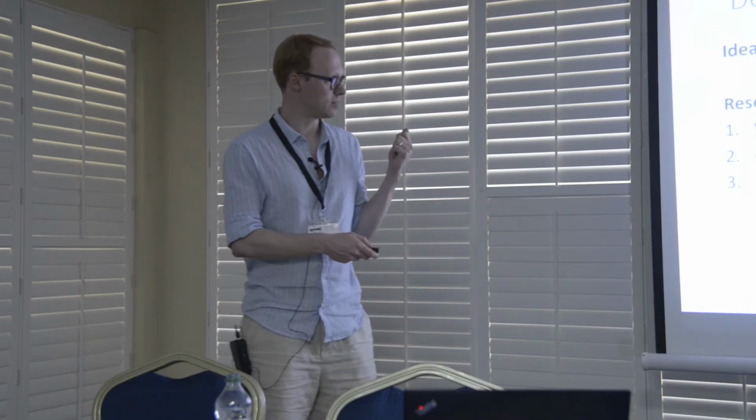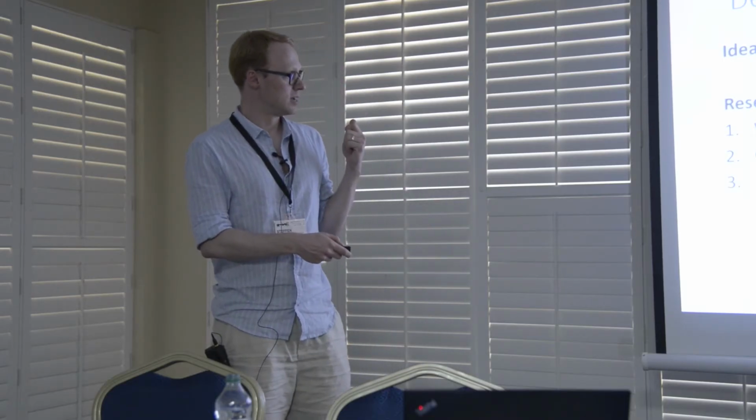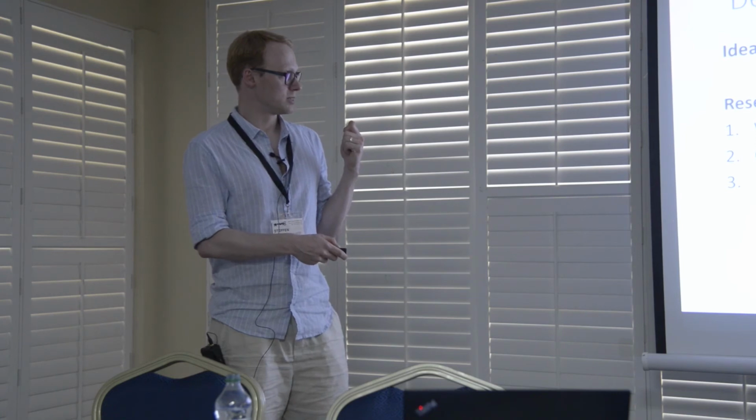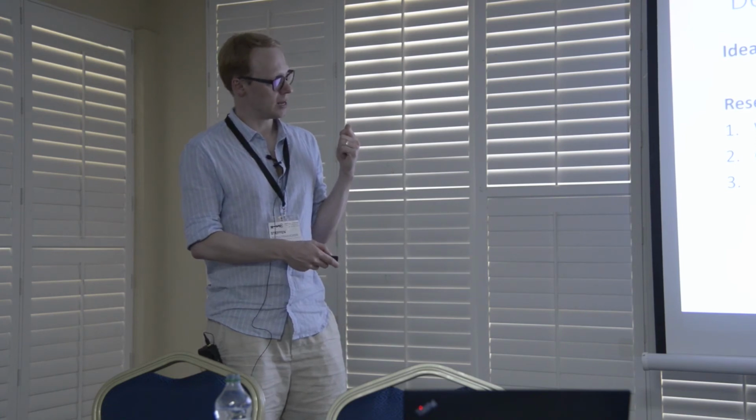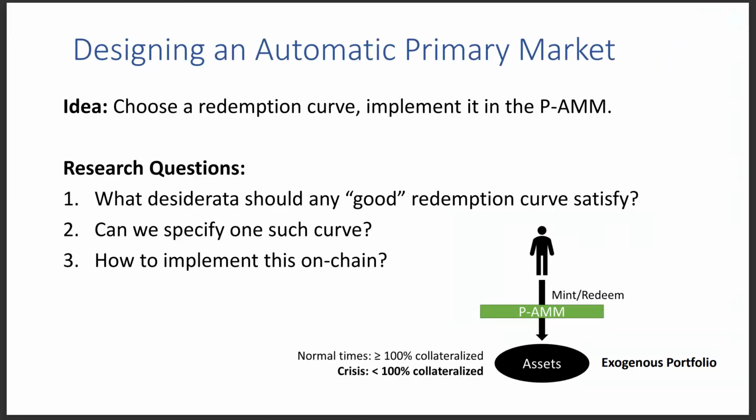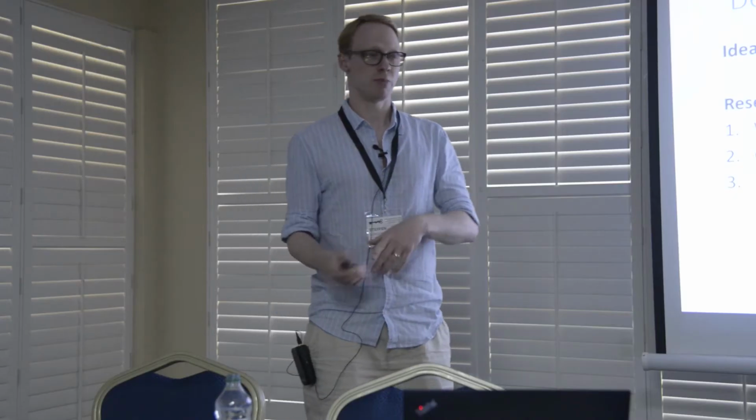Right, so keep in mind that the model should be something like this. The primary algorithmic market maker regulates access to a reserve, and to make our life a little bit easier, let's assume that the reserve is an exogenous portfolio, so it's not correlated with the price of the actual coin, because otherwise we have all these problems, which might be a separate question.